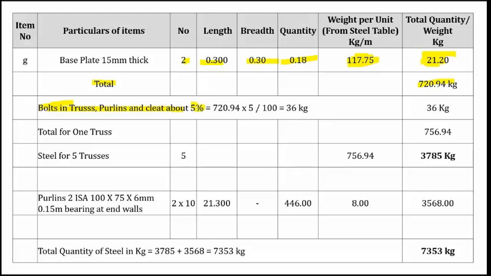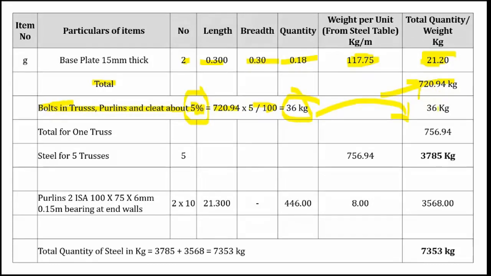So what we do, we will take 5% of the total quantity. Here, in the sketch, everything is not given in detail. So as a thumb rule, we will take 5% of this total value. Therefore 720.94 multiplied by 5%, that is 5 divided by 100, we will get 36 kg. So 36 kg of these bolts are required.